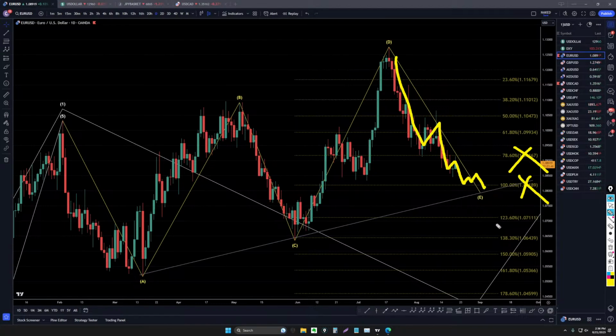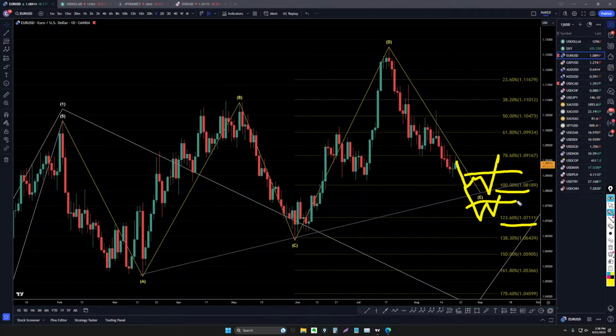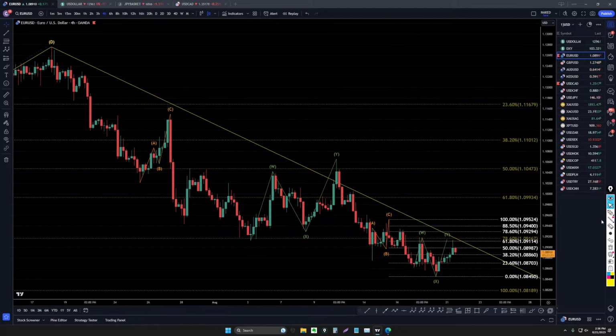I still think it might even go down to one of these two Fibonacci levels. Probably the minimum I think it's going to go is this 100%. I think it very likely could go down to the 123.6. Maybe end up looking something like that. Or possibly something like this. Either way, we should be able to recognize when this trend is actually over by seeing a structure break on around the daily time frame.